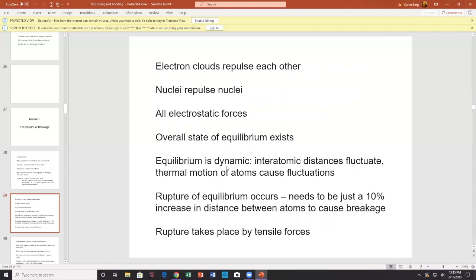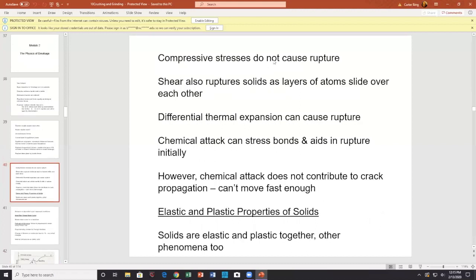The equilibrium is supposed to be dynamic. Interatomic distances fluctuate. Thermal motion of atoms causes fluctuations. For a rupture to occur, you need about a 10% increase in distance between the atoms to cause breakage. Rupture is by tensile forces. Compression does not cause rupture. Shear also ruptures solids as layers of atoms try to slide over each other. Differential thermal expansion can cause rupture.